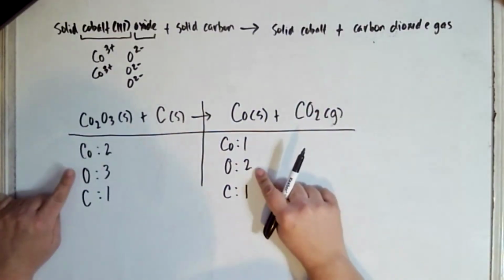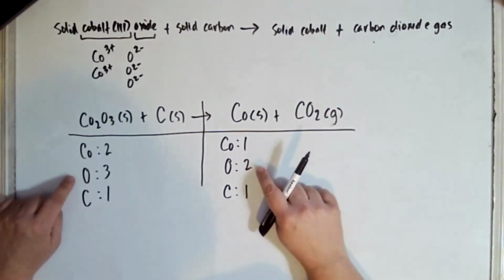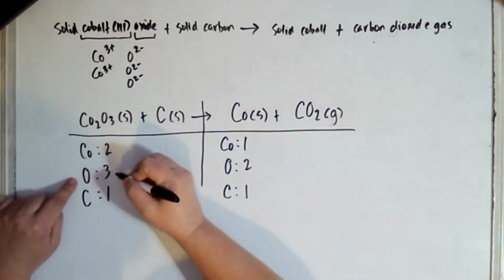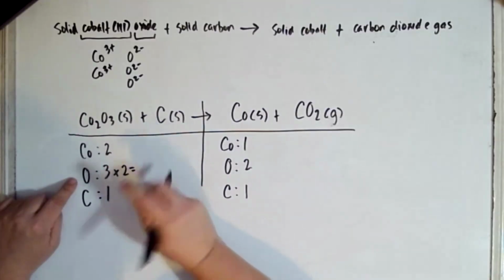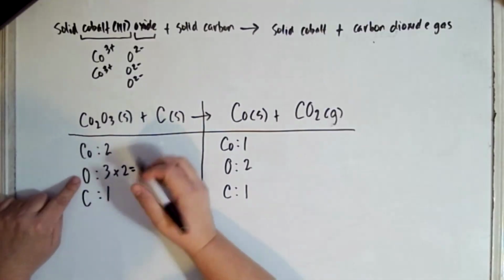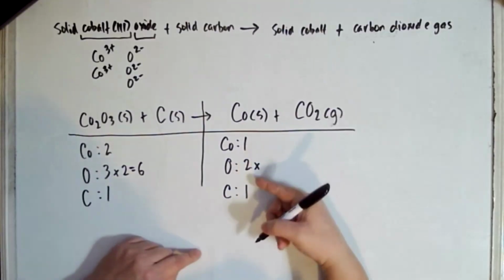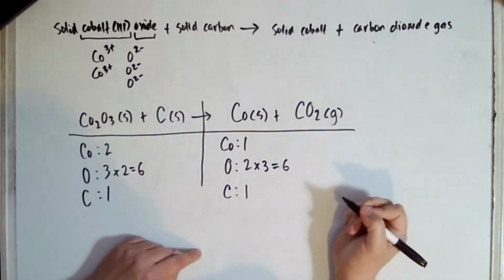So if I have 3 oxygens on my reactant side, and I have 2 oxygens on my product side, I'm going to look for the lowest common multiple between them. We know that that's 6. So I know that to get the same number of oxygens on both sides, I'm going to have to multiply my number of oxygens by 2 on my reactant side, so that I end up with 6. And I'm going to have to multiply the number of oxygens on my product side by 3. So I end up with 6.